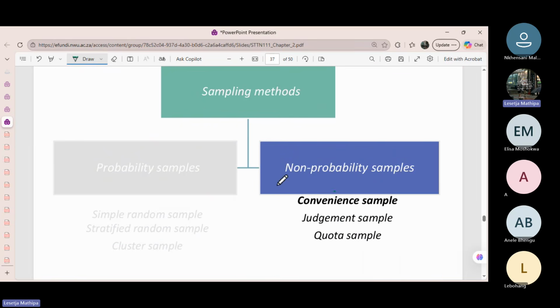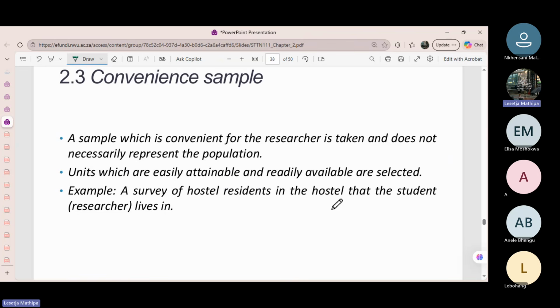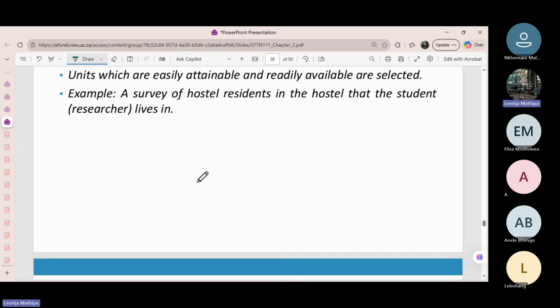Now let's look at non-probability sampling, meaning we are done with the probability methods. This one is theory: convenience sampling, judgment, and quota. Convenience sampling is when the sample is taken because it is convenient. The sample does not necessarily represent the population, and the units are easily attainable and readily available. For example, a survey of hostel residents in the hostel where the researcher lives. That's what we call convenience sampling.